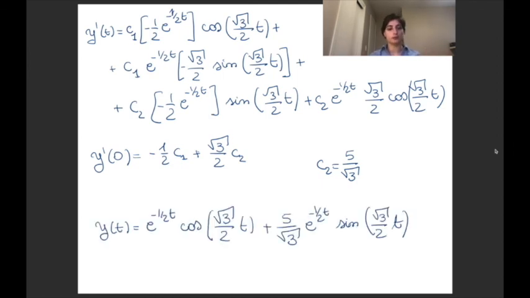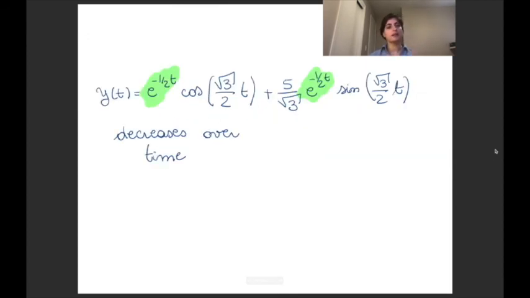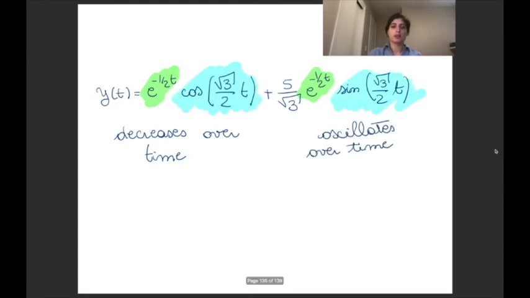So now we have the full solution. y is equal to exponential of minus 1/2 t cosine of square root of 3 divided by 2 t plus 5 divided by square root of 3 exponential of minus 1/2 t sine of square root of 3 divided by 2 t. Let's look at this solution a little bit because it has a structure that we will see many times when looking at this type of equations. We have the exponential of a negative number, so it states that everything is decreasing over time. And we have a sine and cosine that are oscillating over time, by the way, with the same frequency.